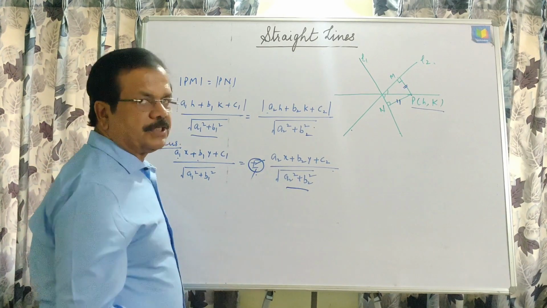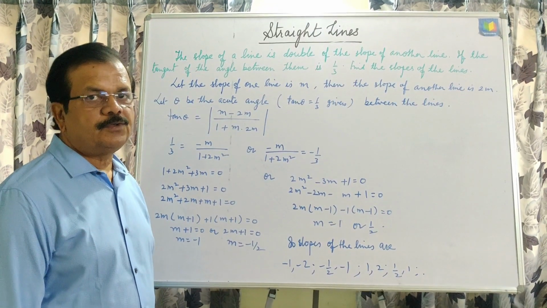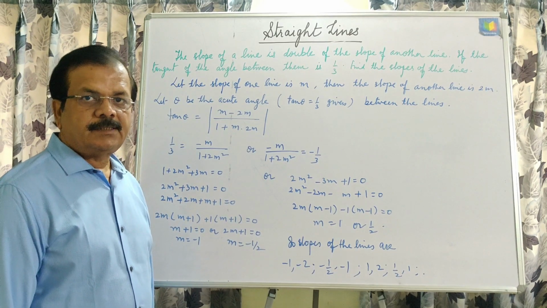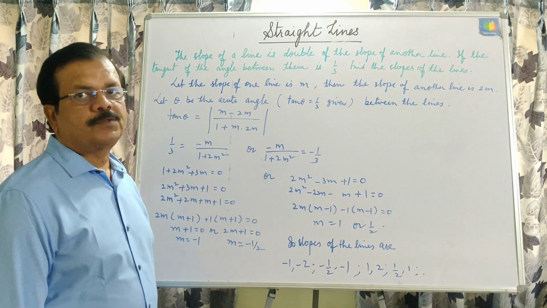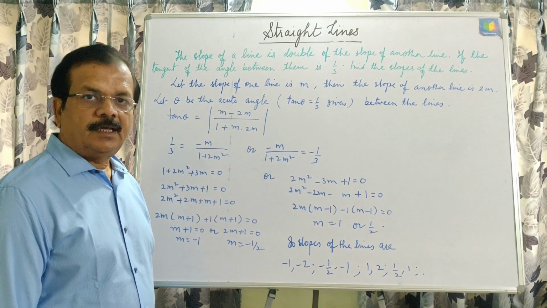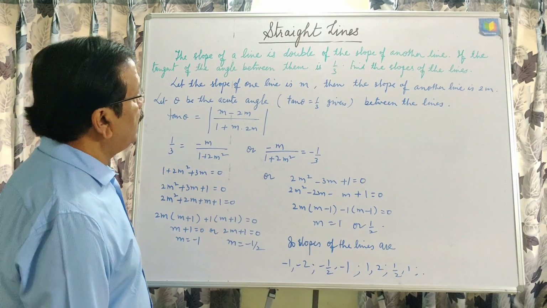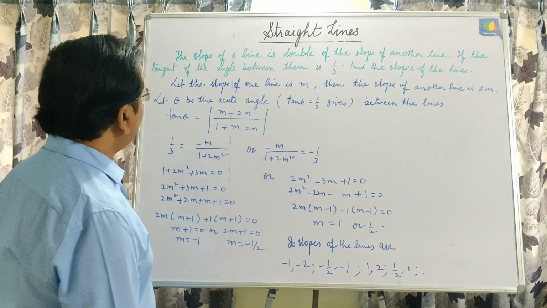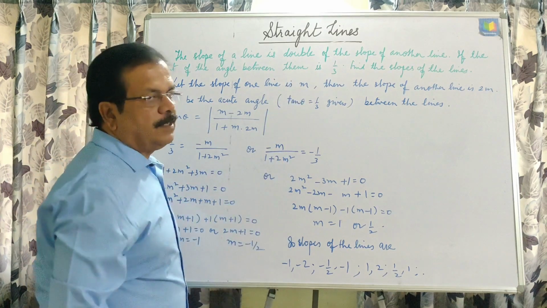Okay, now the questions. This is the first question. I will try to do questions from all the topics that are in your syllabus. Okay, and this way all possible types of questions that can be asked in the examination will be done here. Now this is the first question. The slope of a line is double the slope of another line if the tangent of the angle between them is 1 by 3.